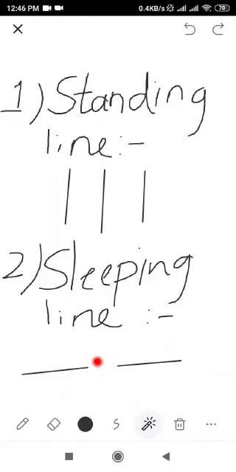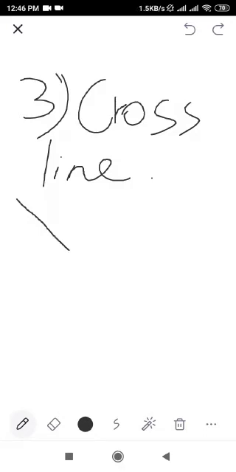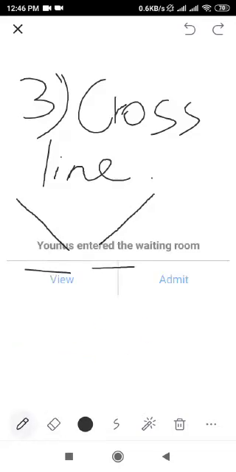Now the third type of line. Cross line. Now we know the cross thing means you can write like this, right? It means you have to draw a cross line, like this. The cross line you use in which alphabet? You use in the alphabet X, right? So these lines are called as cross lines.